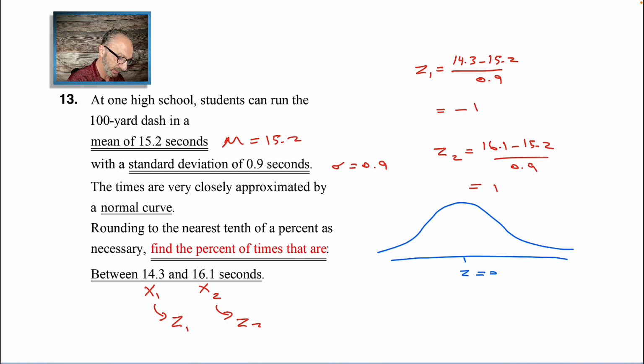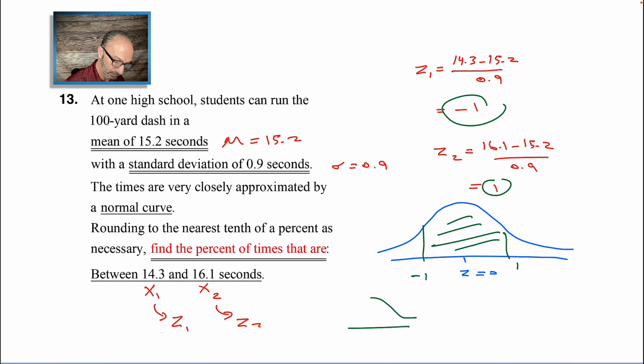And we came up with z1 and z2, and that's what they want. So the way to do it, we're going to find the area under 1, and we're going to find it under negative 1, and subtract them to find the difference between them.